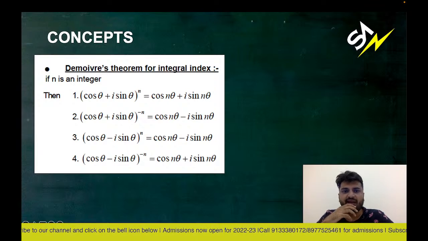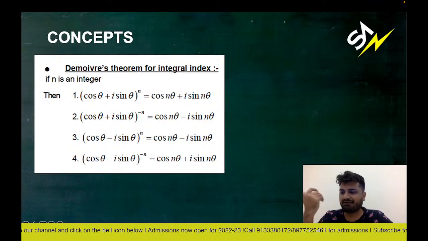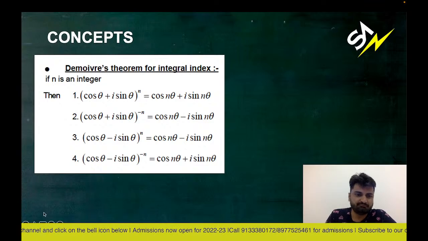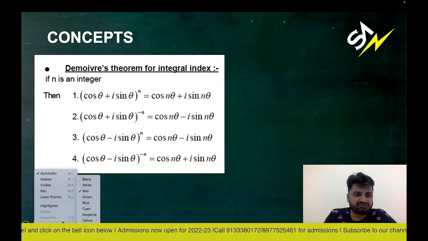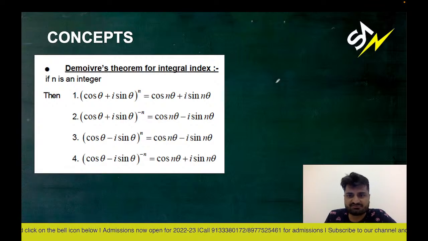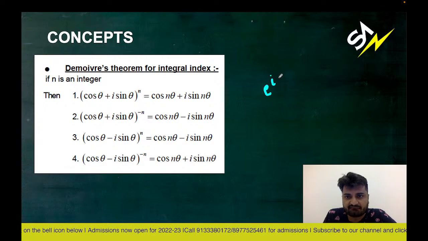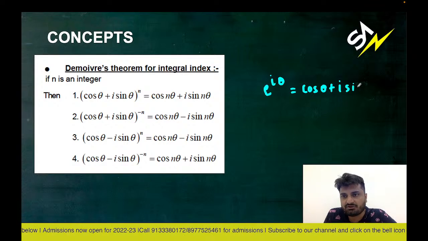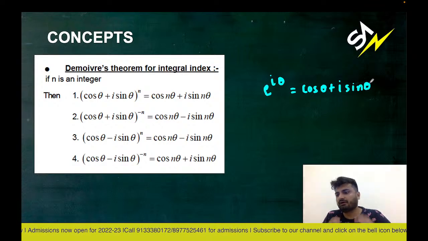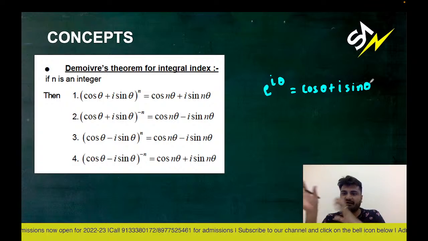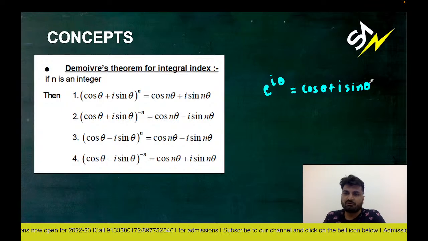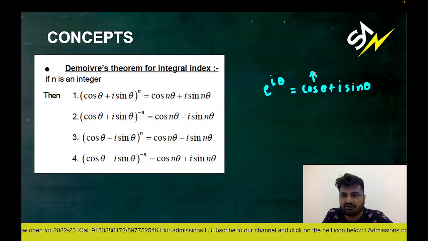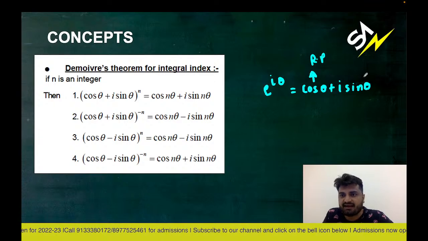Okay, so we'll talk about the fundamental aspects of de Moivre's theorem. The first thing which you should know in de Moivre's theorem is e power i theta, which simply means cos theta plus i sin theta. You know that a complex number consists of a real part and an imaginary part. So this cos theta is your real part here, and sin theta is your imaginary part here.